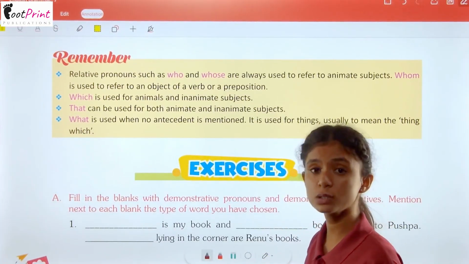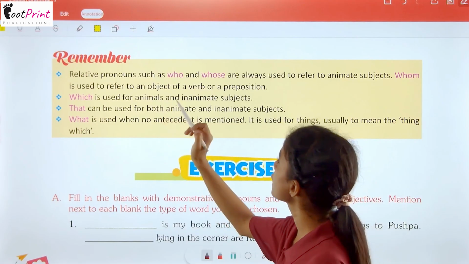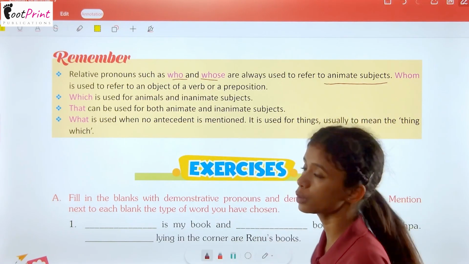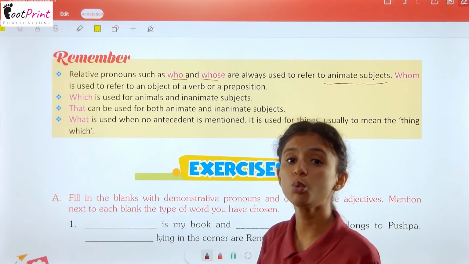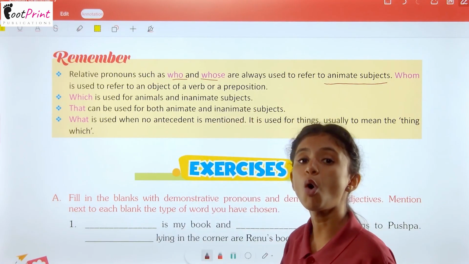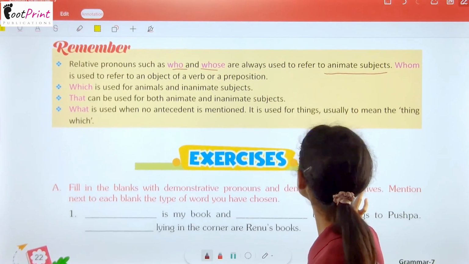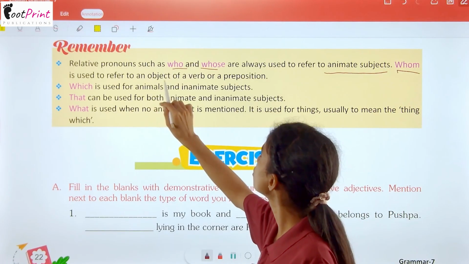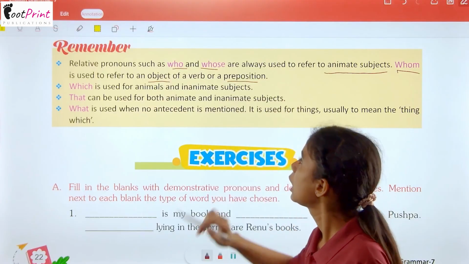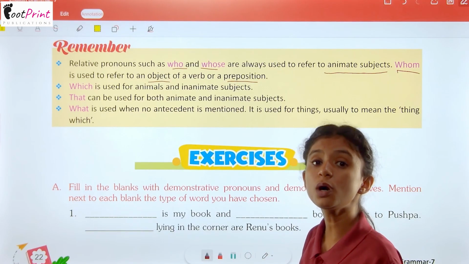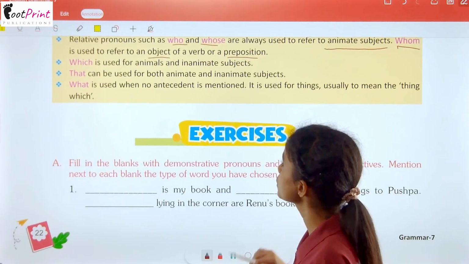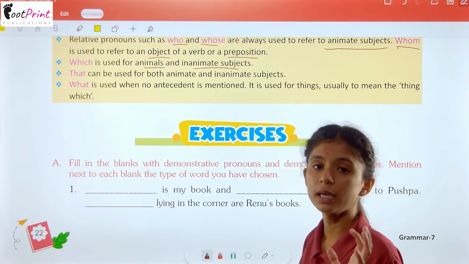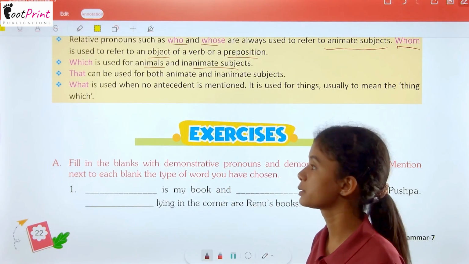Now we have some points to remember. Relative pronouns such as who and whose are always used to refer to animate subjects, that means living beings. Whom is used to refer to an object of a verb or a preposition. Next we have which, that is used for animals and inanimate subjects, either non-living things or animals.